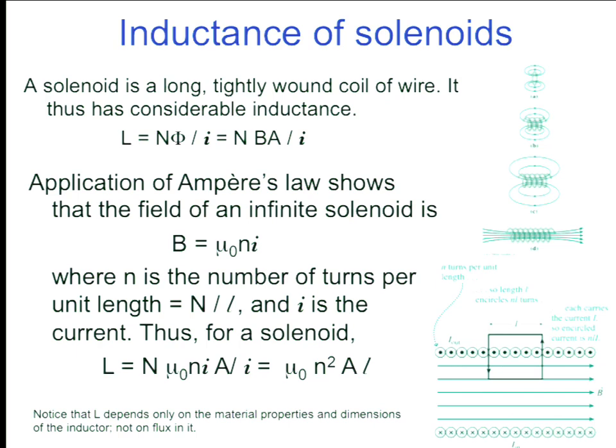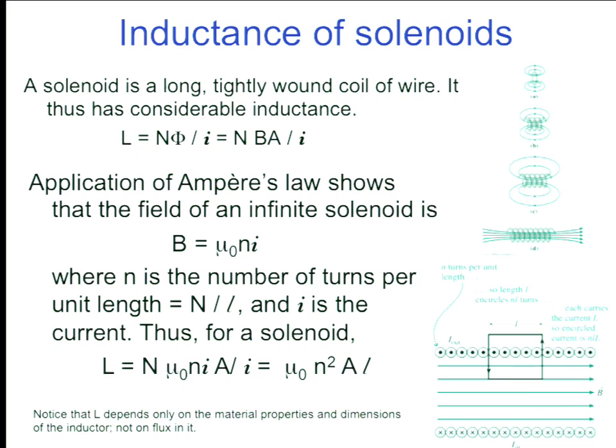So that the inductance is going to be N times B times A over I. Okay, but B is mu zero n I, times A, over I. And the I's cancel, so that the inductance will be N mu zero.